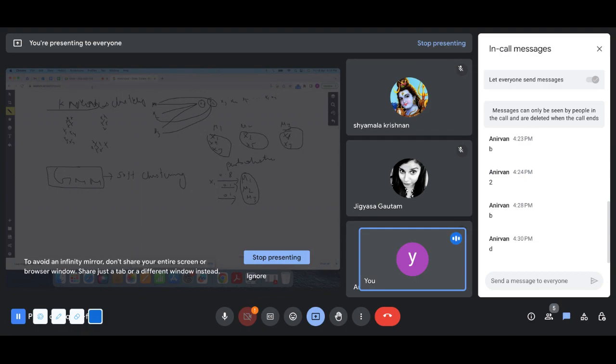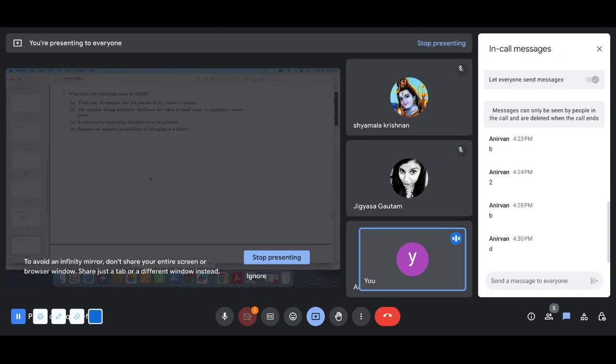Okay, so this is what I wanted to highlight regarding K-means and why it is hard clustering and why this is soft clustering. That brings us to the fact that samples are assigned probabilities of belonging to a particular cluster. That's what soft clustering is.